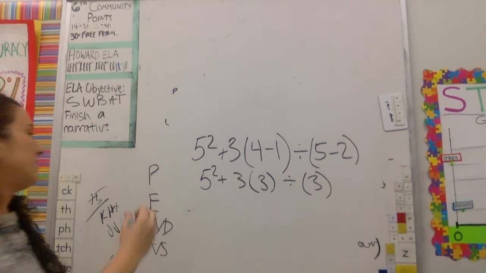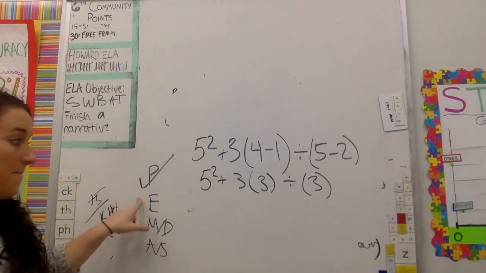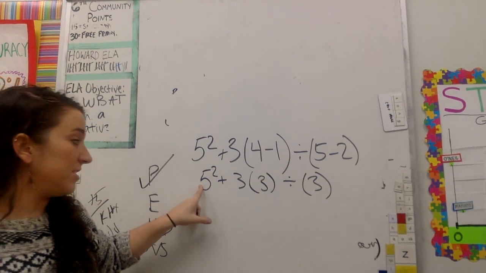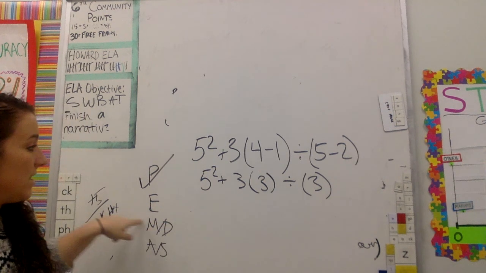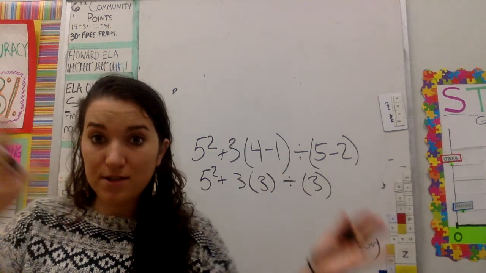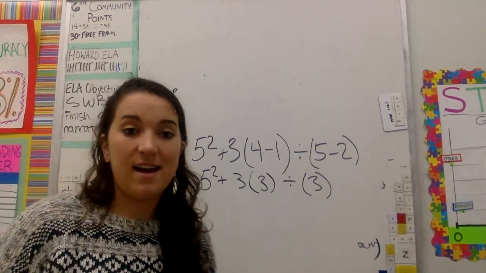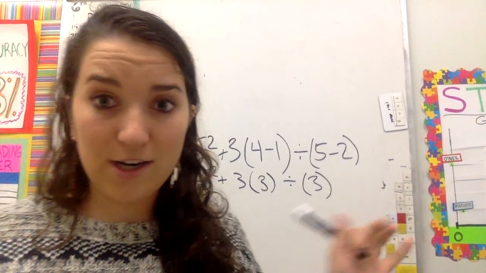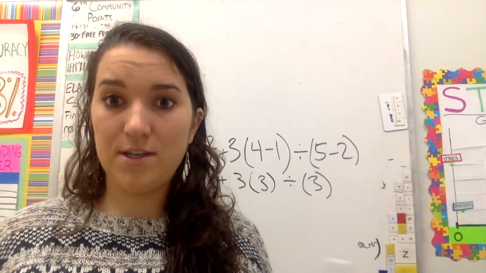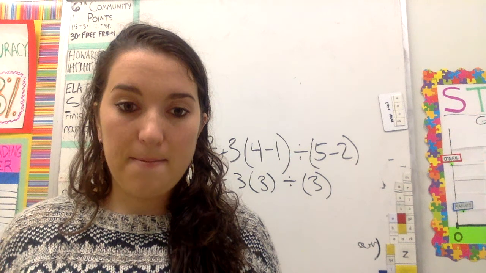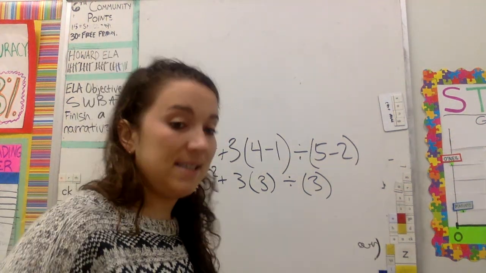Now that I've done parentheses, I would solve my exponent, 5 squared, which is the same as 5 times 5. Once I've done that, I would go left to right, doing multiplication and division. And finally, I would do my addition. I'm not going to do it for you because I think you can finish this problem on your own.